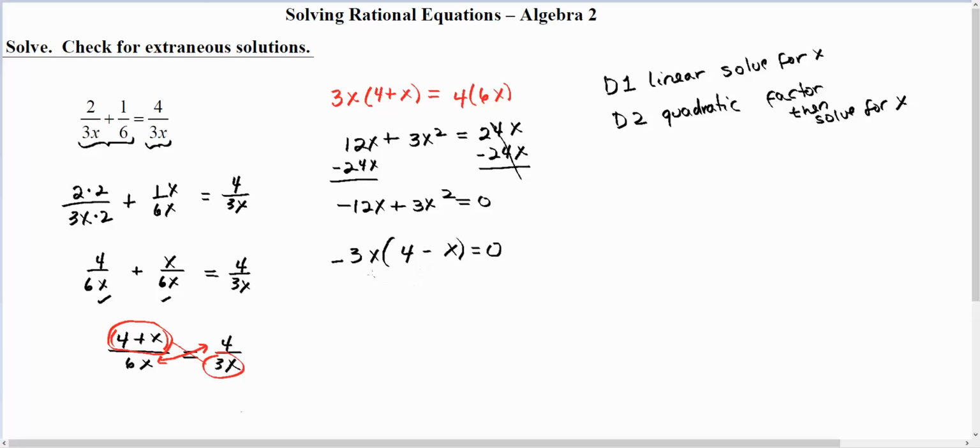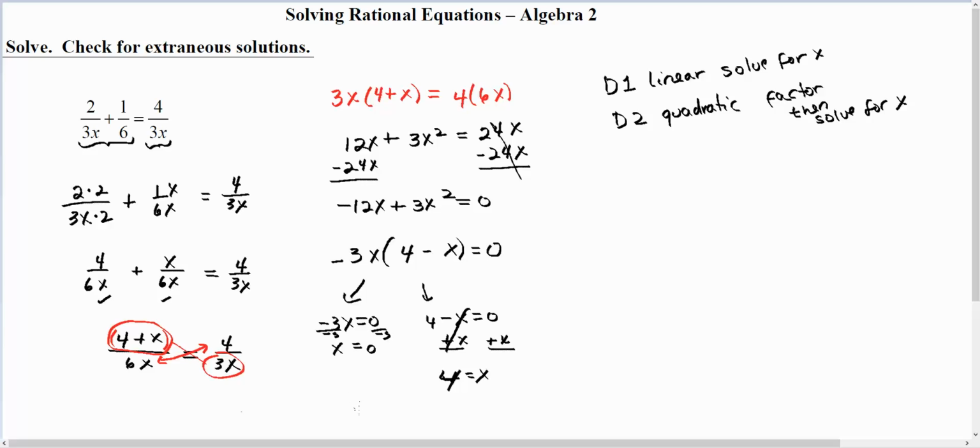Alright, let's see, did I factor correctly? This is negative 12x, and that would give me positive 3x squared. Yes, I did. Alright, so then I have to set each of them equal to 0. So here, I divide by negative 3, divide by negative 3. It's still x equals 0. And here I just add x. And I get x equals 4.